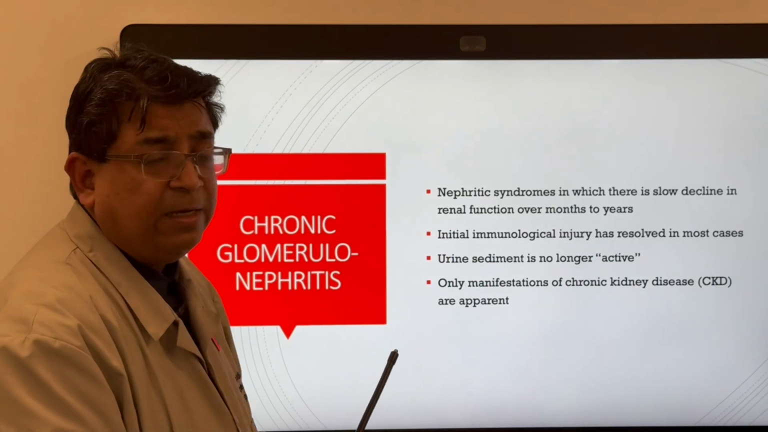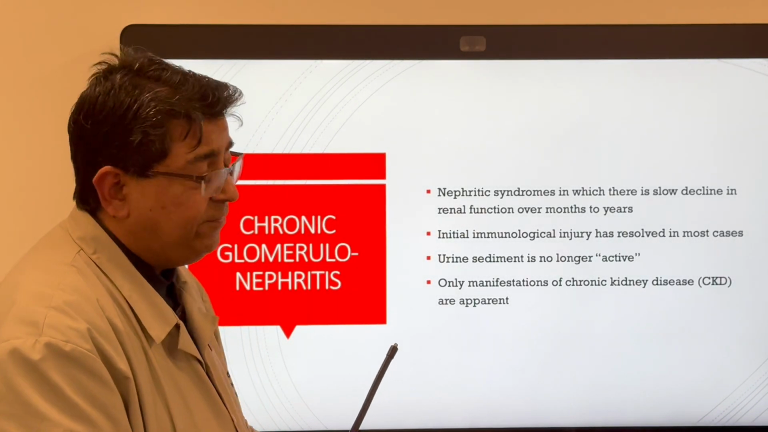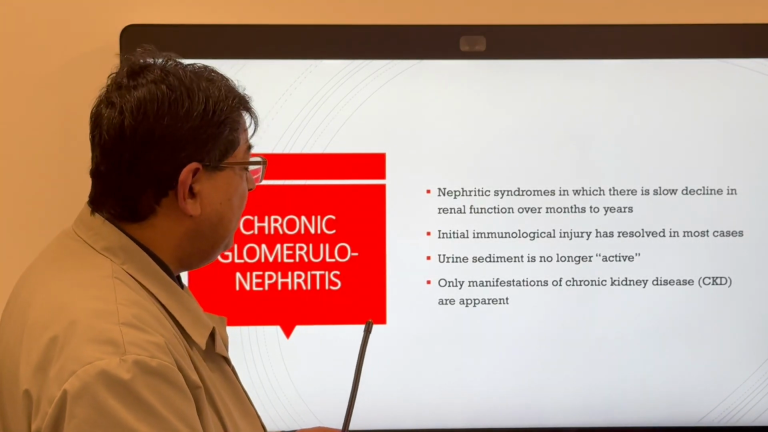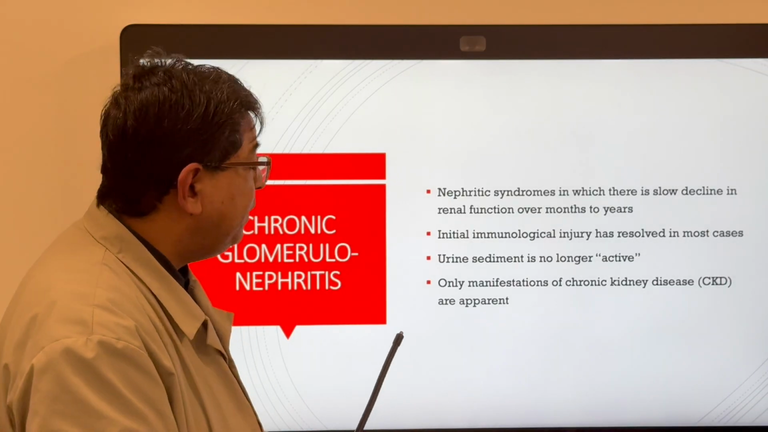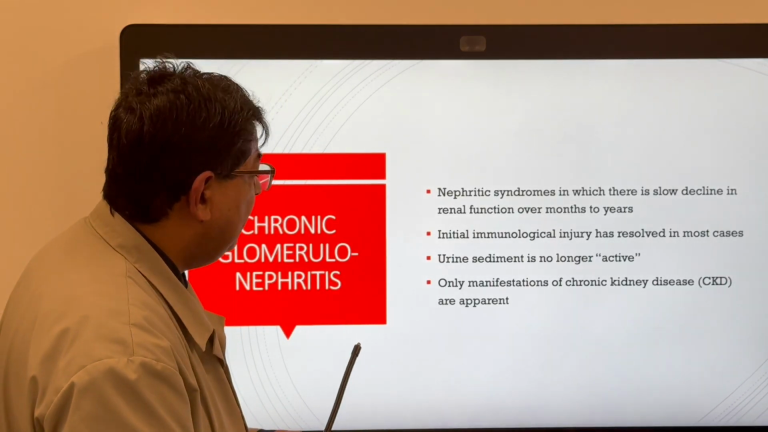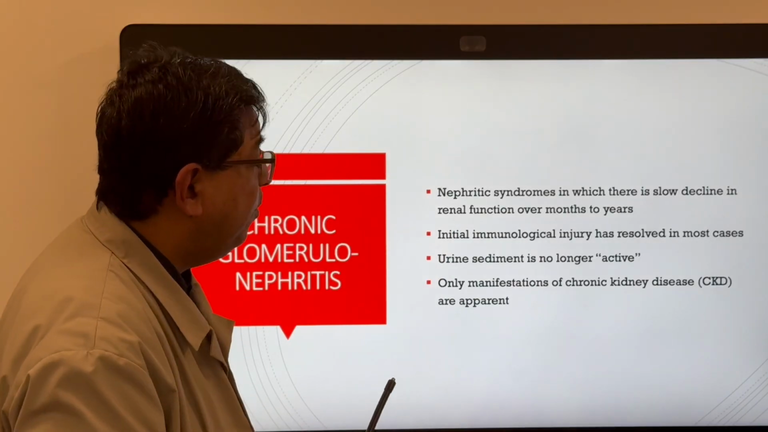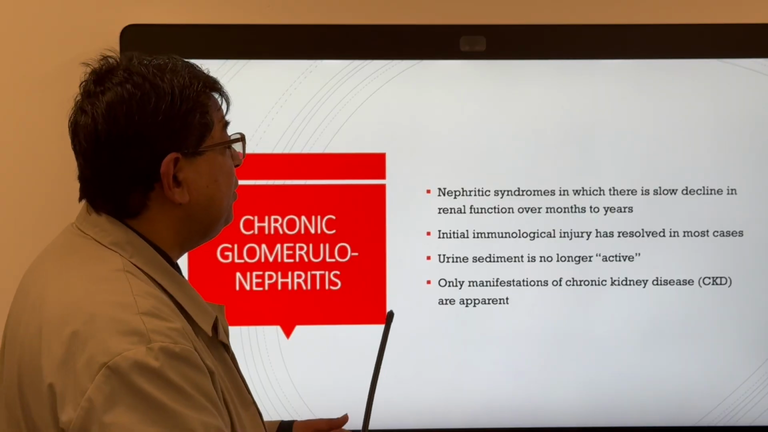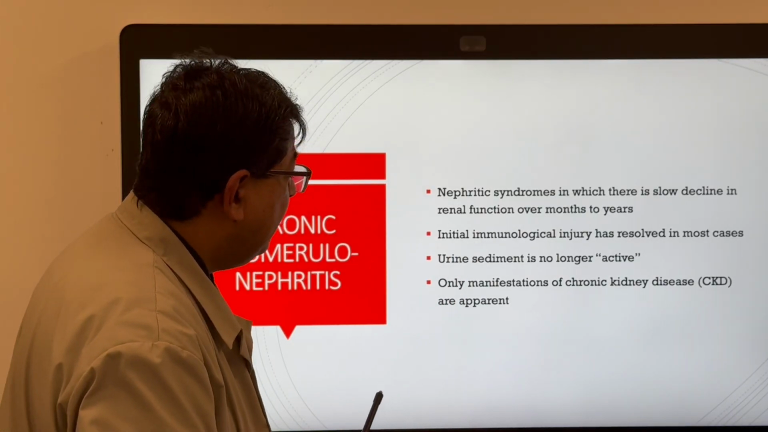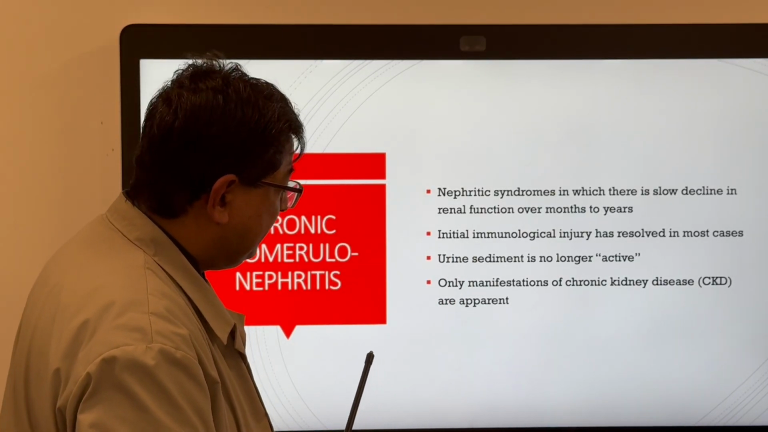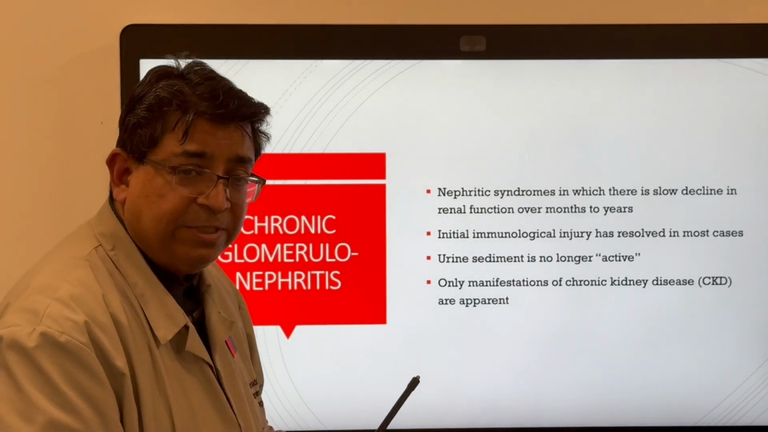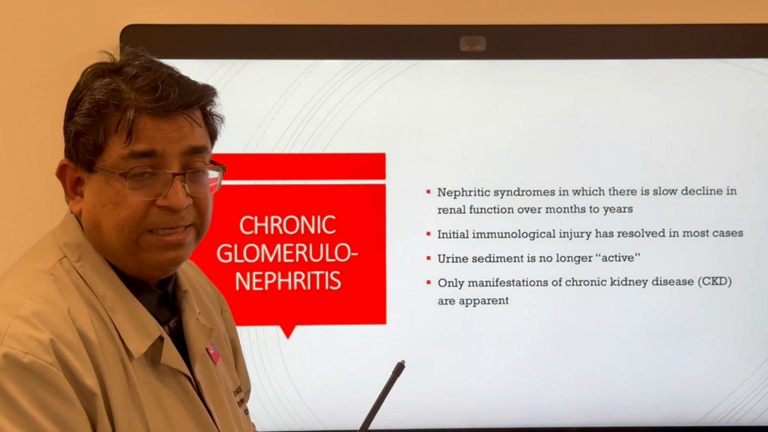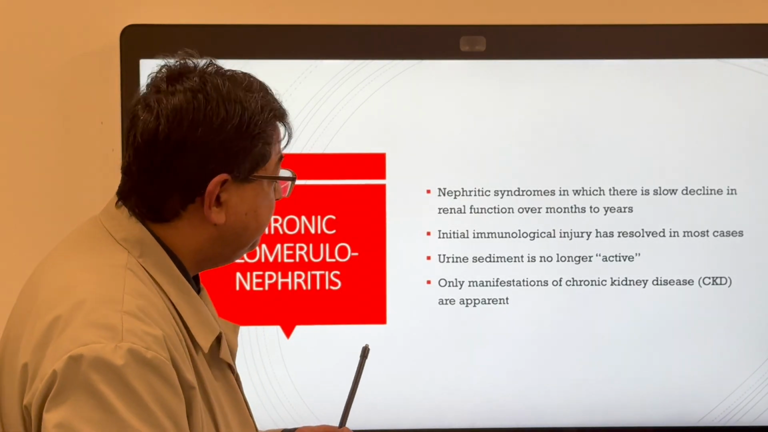Frequently, if the acute phase of glomerulonephritis is pretty much burnt out or treated fully, and then you just have a smoldering phase of glomerulonephritis, you'll see a slow decline in renal function over months to years. This is chronic glomerulonephritis. In this case, the initial immunological injury has resolved, and the urine sediment is no longer active. So at this stage it would be chronic kidney disease, and you would manage it as just a chronic kidney disease.